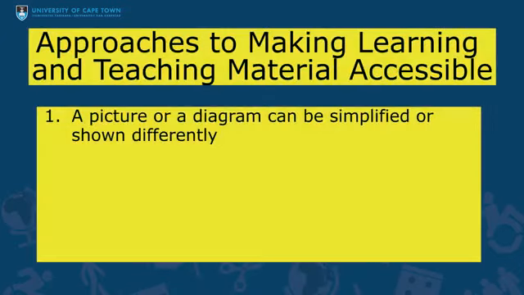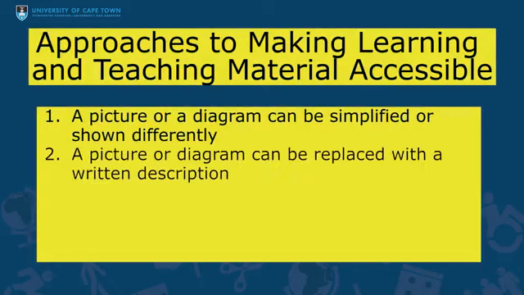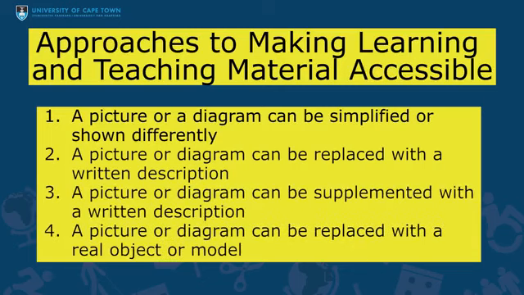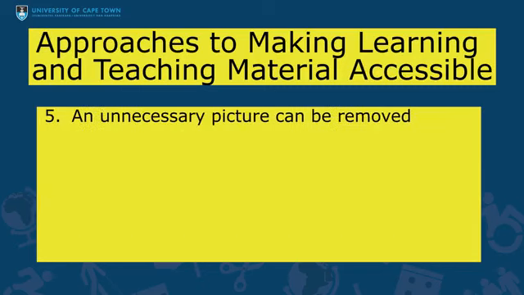A picture or a diagram can be simplified or shown differently. A picture or a diagram can be replaced with a written description. A picture or diagram can be supplemented with a written description. A picture or a diagram can be replaced with a real object or model. An unnecessary picture can be removed.